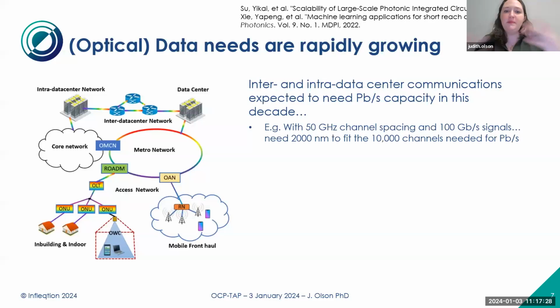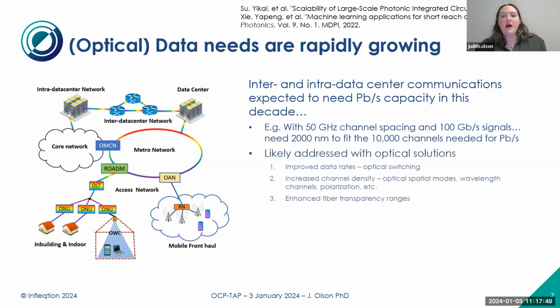And so if you just do a basic calculation of this, if you assume about 50 gigahertz channel grid spacing as a common number that's used, you're getting about 100 gigabaud rate on it. You need about a 2,000 nanometer band to fit all the channels needed there. And the fibers that exist do not have a 2,000 nanometer broad transparency region that's useful for this. So something needs to happen.